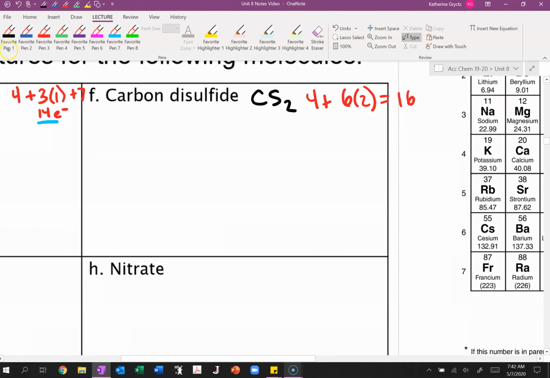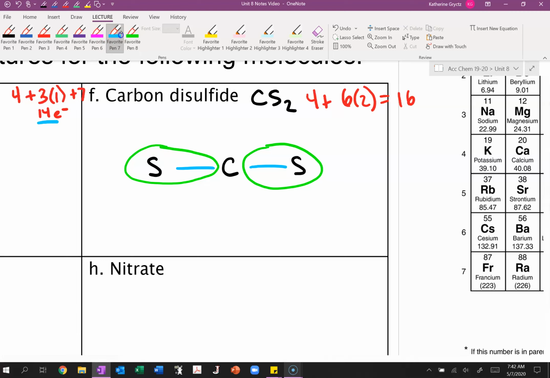So now I'm going to come in here and I'm going to draw my skeleton. So I'm going to put carbon in the middle, sulfur on the outside. And I'm going to go ahead and connect them. I'm going to use lines this time. So I'm going to do 2, 4. So I connect them to the central atom. I still have 12 more electrons. So I'm going to go to the outer atoms and complete their octets. Okay, so the outer atoms, the sulfurs, I complete their octets.